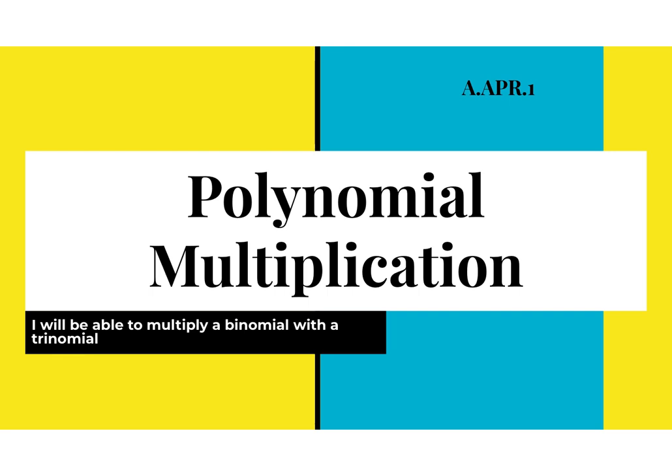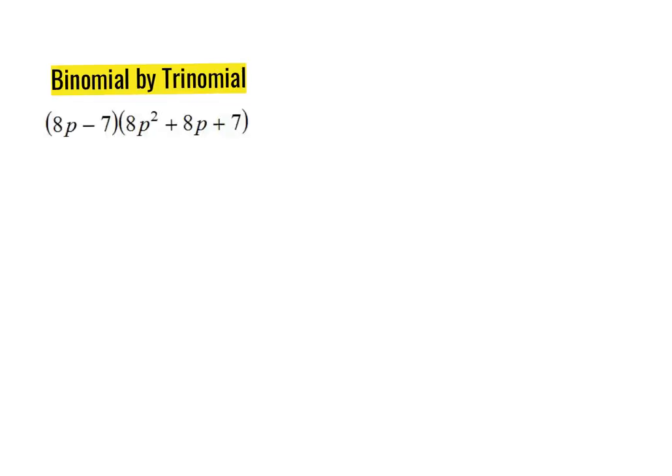Polynomial multiplication. After watching this video, I will be able to multiply a binomial with a trinomial. So remember, a binomial is basically a polynomial of two terms, where a trinomial is three terms. So we want to multiply, so we're just going to distribute multiple times.